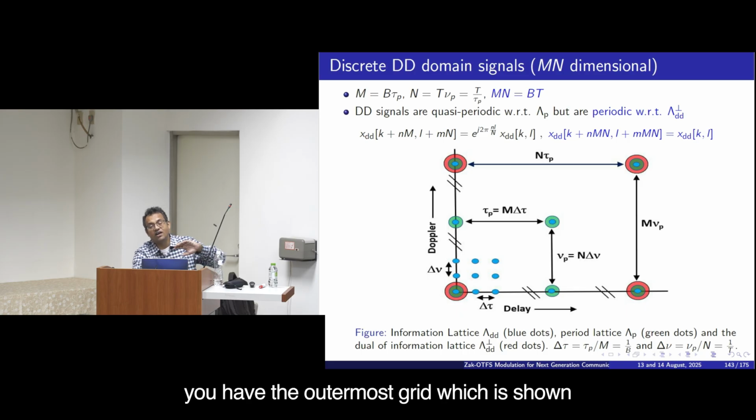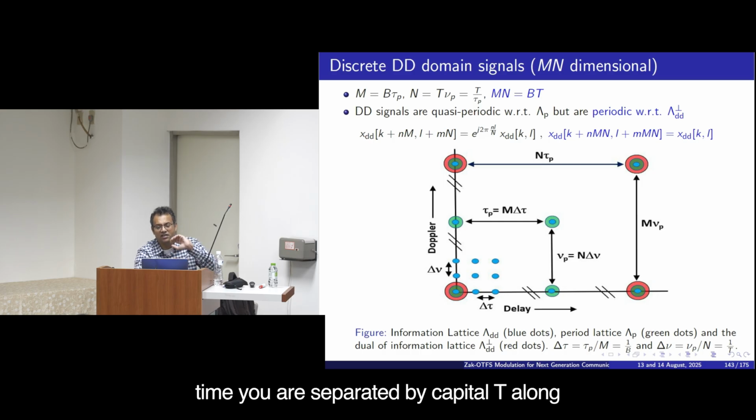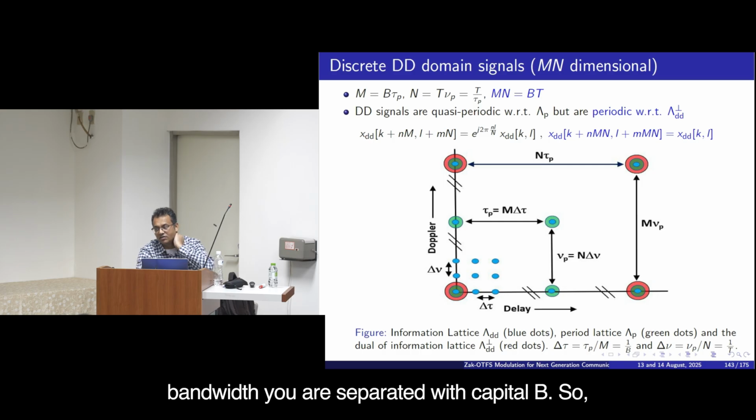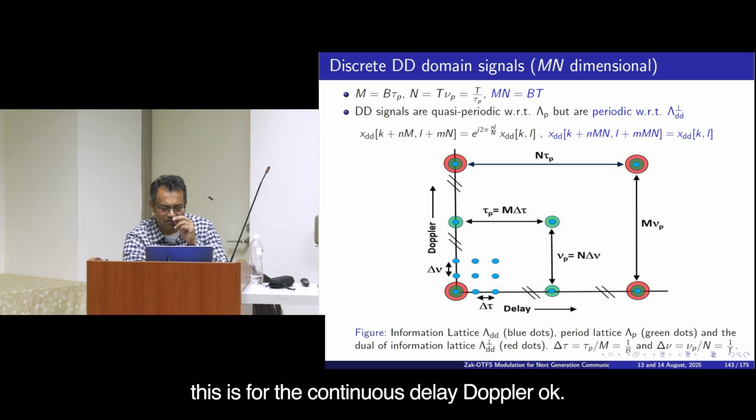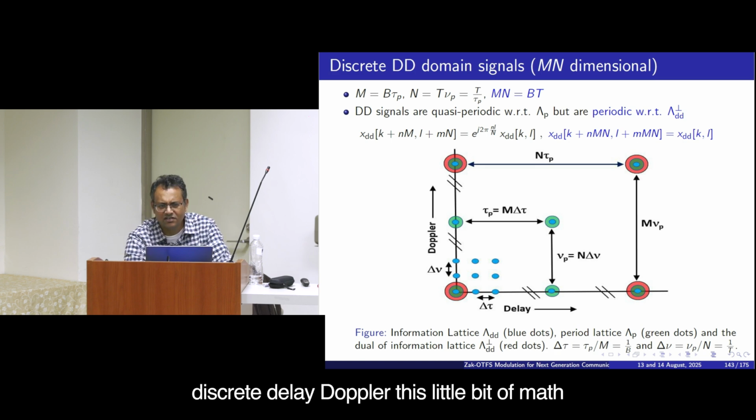And then you have the outermost grid, which is shown in red, and there along the time you are separated by capital T, along bandwidth you are separated by capital B. So this is for the continuous delay Doppler. You can also find the corresponding for the discrete delay Doppler.